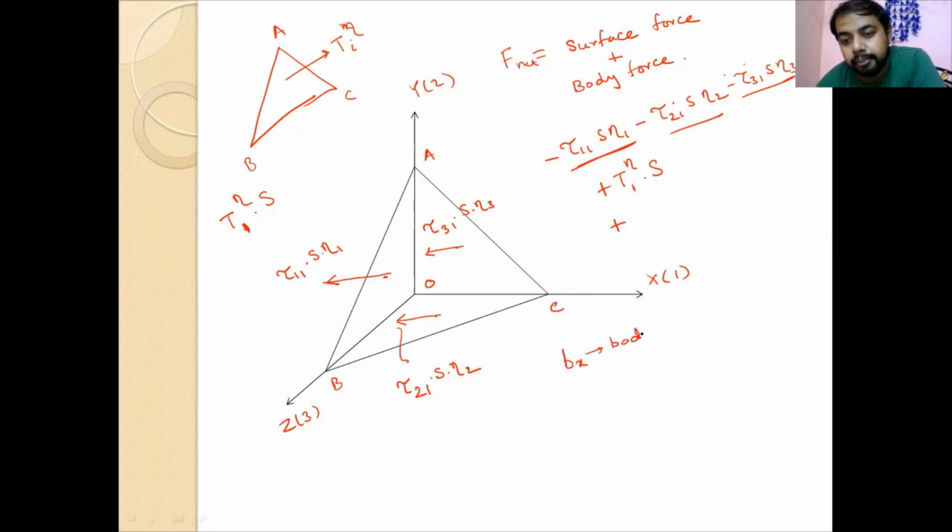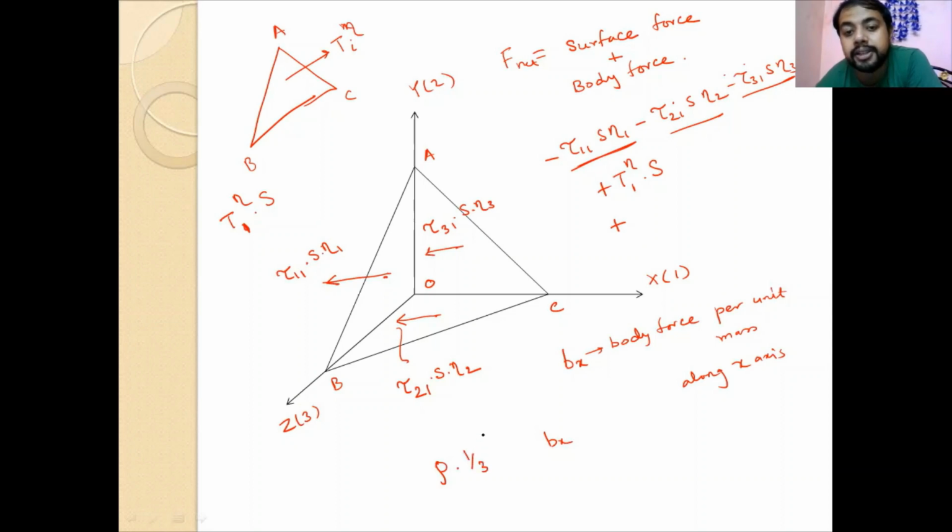Bx is the body force per unit mass along the x-axis. Similarly, By is the body force per unit mass along the y-axis, and Bz is the body force per unit mass along the z-axis. That is what we are considering here. So what is the force? Bx into the mass of the fluid element. What is the mass of the element? Density of the fluid into the volume.